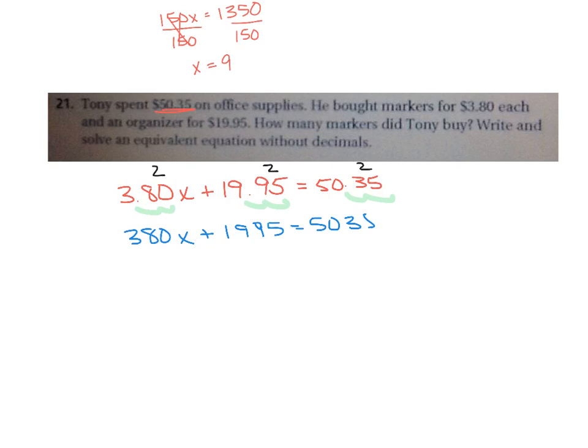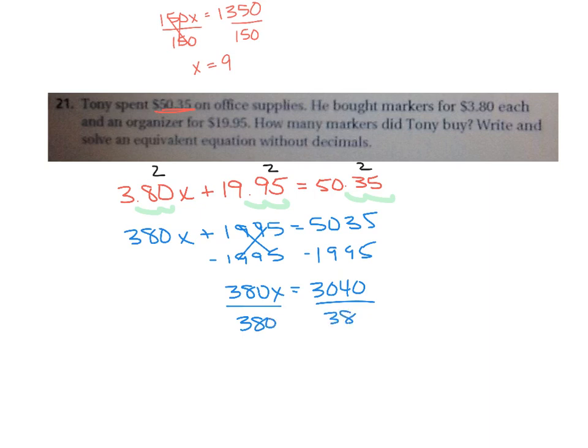And we do the opposite, so that means we're going to subtract 19.95, and these cancel, so we get 380x equals 35 minus 19.95, 3,040. And then you know from proportions that we are going to just simply divide each side by 380. And you get 8. So he bought 8 markers. There you go.